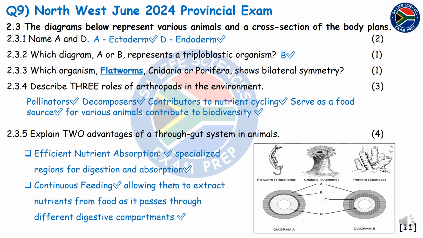2.3.4. Describe 3 roles of arthropods in the environment. So, firstly, they play a role as pollinators, so they transfer pollen from the anther of one plant to the stigma of another plant or of the same plant. They play a role as decomposers, meaning that they break down dead or decaying matter. They contribute to nutrient cycling by returning these nutrients to the soil. They serve as a food source for other animals, and they contribute to biodiversity.